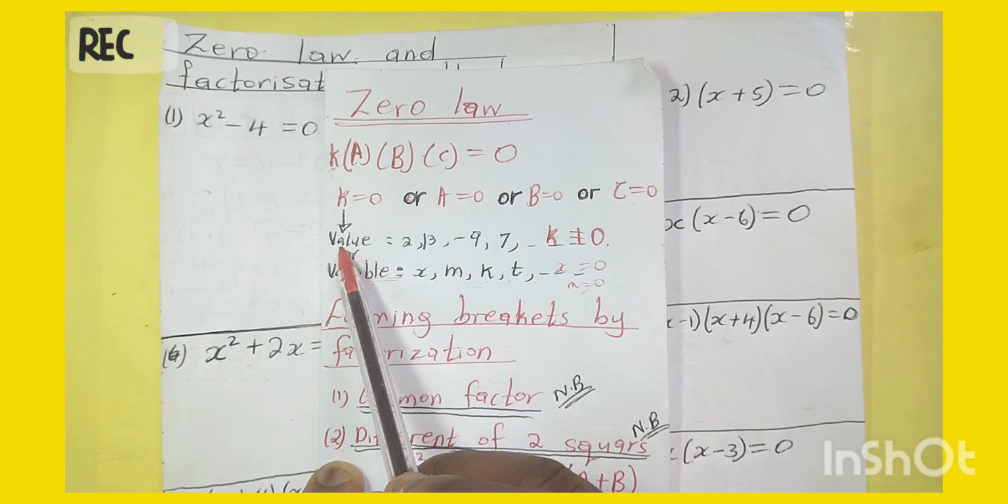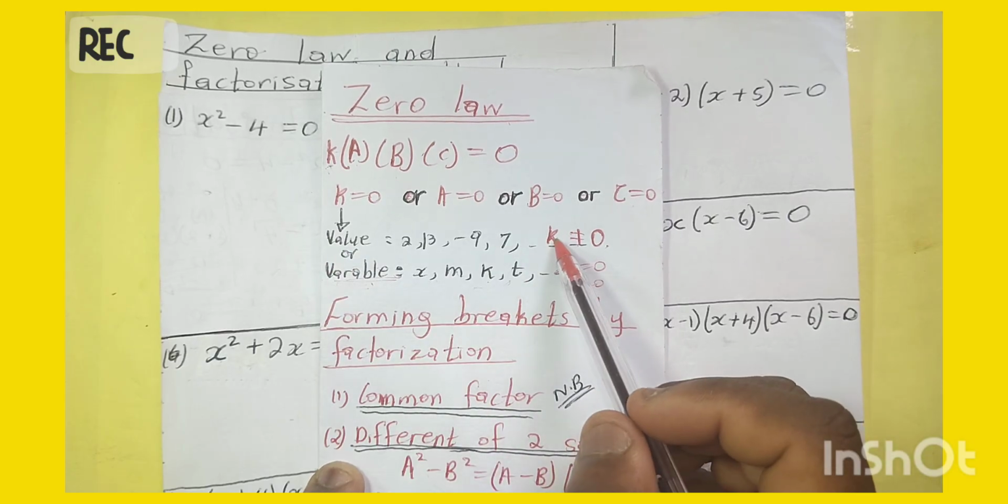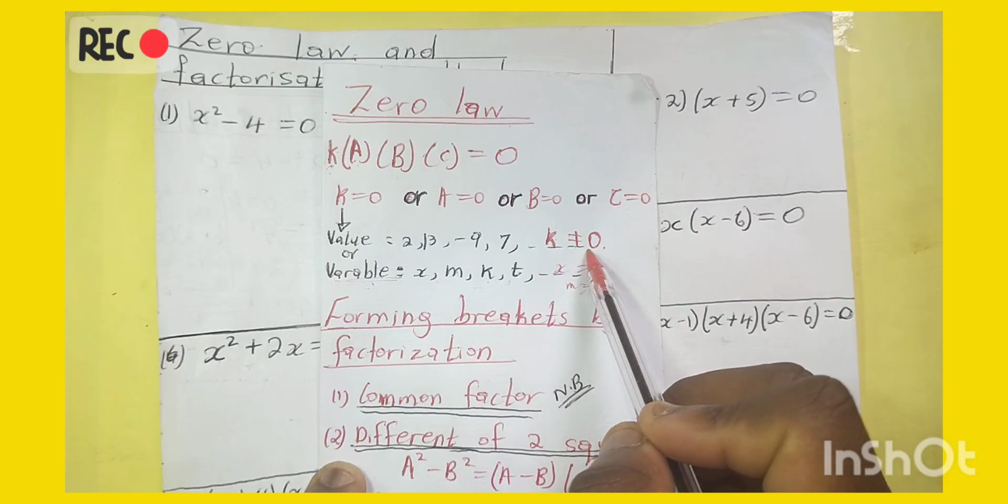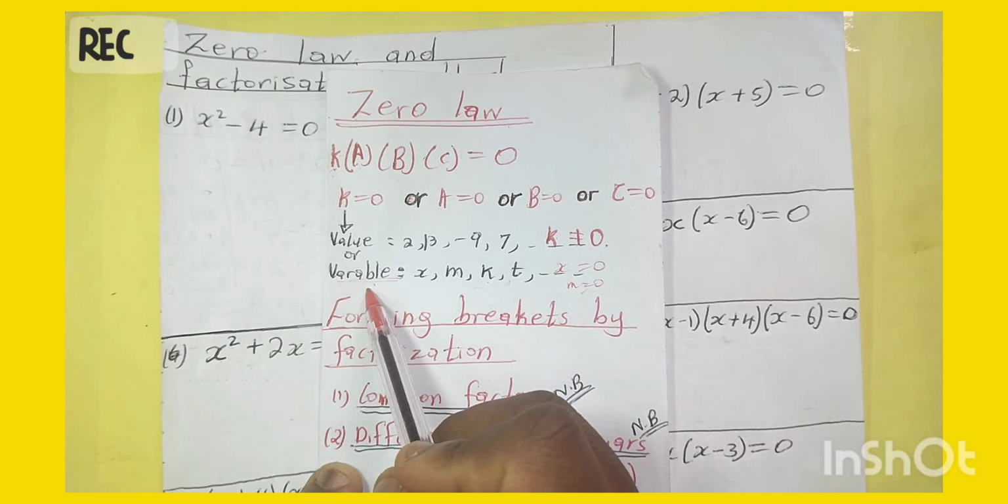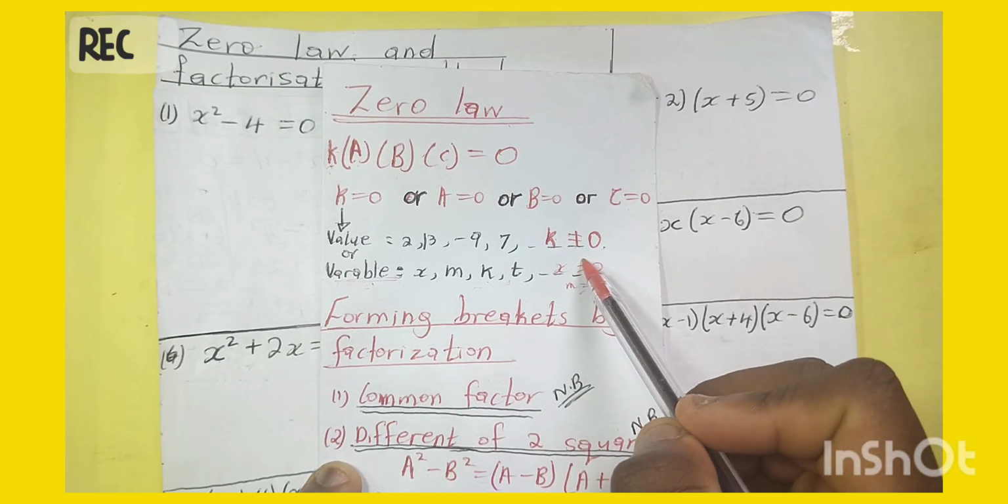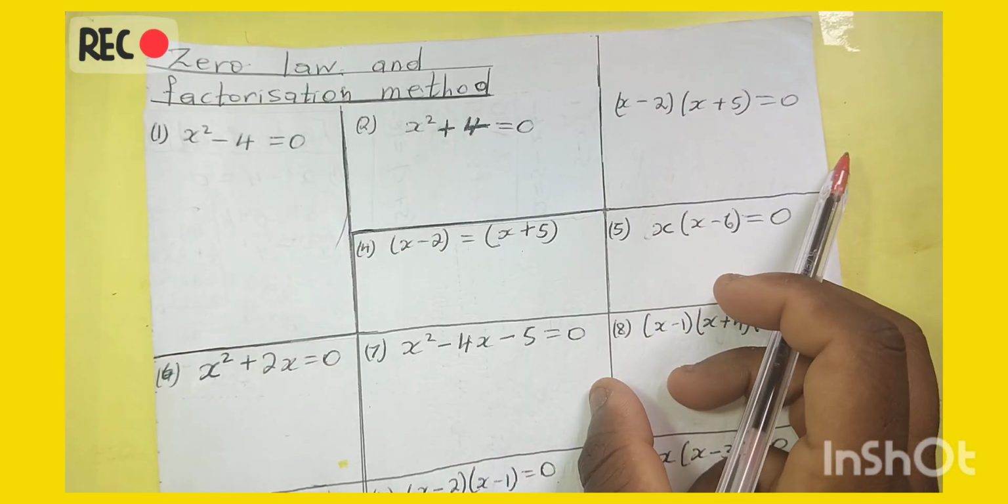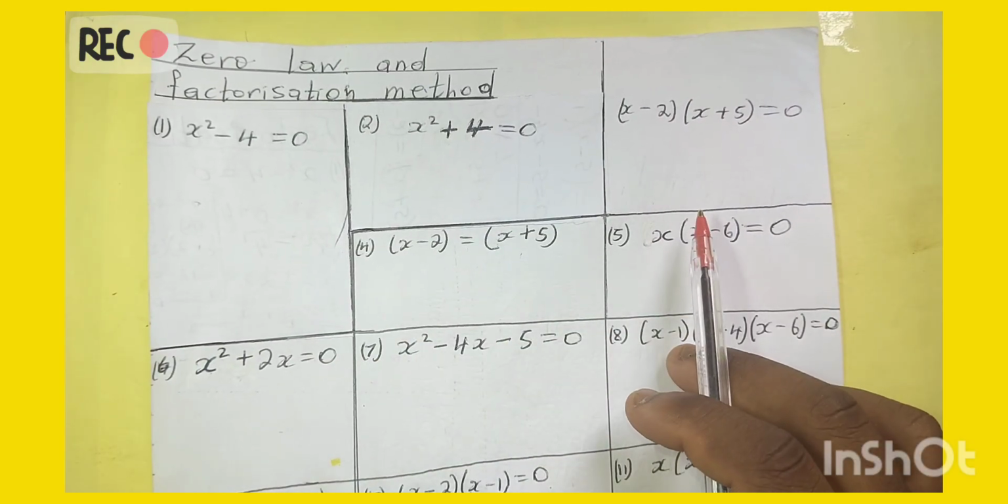But be careful guys, if it's a variable, you will say that variable, if it's a value, you will say that value is not equal to 0. Then if it's a variable, you will equate it to 0. So let me just go straight to these questions.